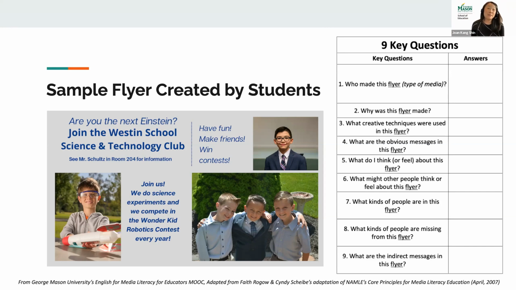Well, I think the obvious messages are, you join this club, you're going to have fun and make friends, you're going to learn about science and technology. And let's see, what do I think or feel about this flyer? It has positive images, and maybe I feel excited about it. But now let's think, what might other people think or feel about this flyer? Or what kinds of people are in this flyer? Take a look. What kinds of people are missing from this flyer? And what are the indirect messages in the flyer?